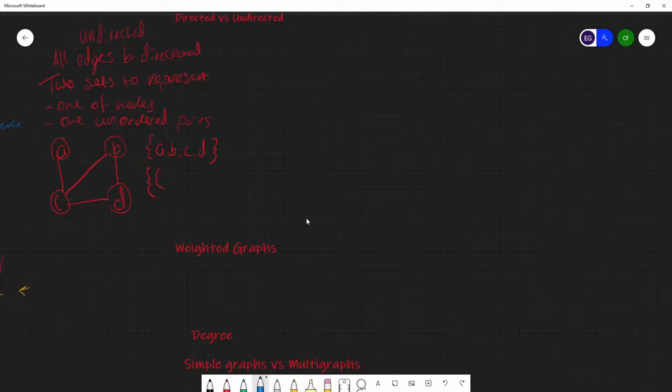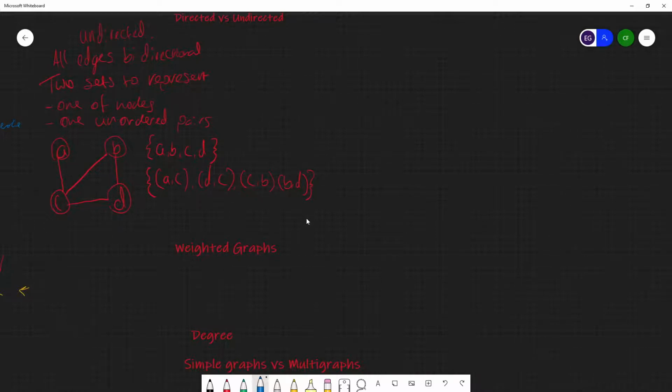So we've got A to C, D to C, C to B, and B to D. And I think that's all we need. So this would be two sets that represent this graph. And this graph could look any way you want, basically, as long as it satisfies these conditions. This is just one way of drawing that graph.